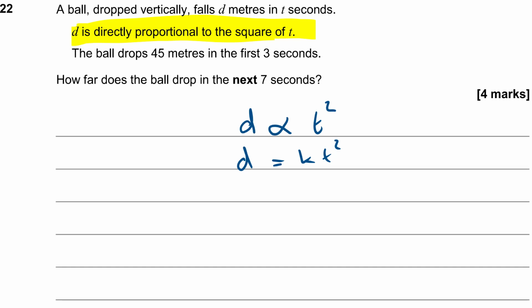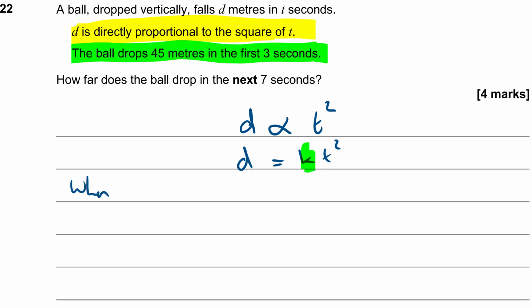Now, with these proportionality questions, you're always given a pair of values that go together, and the reason you're given that is that you can use it to evaluate your constant. So you're going to sub those two values in, and you're going to use it to find k to complete the equation that links d and t together. Okay, so when d equals 45, t is equal to 3. So 45 equals k times 3 squared. Okay, so 3 squared is 9. 45 divided by 9 is 5. So k is equal to 5.